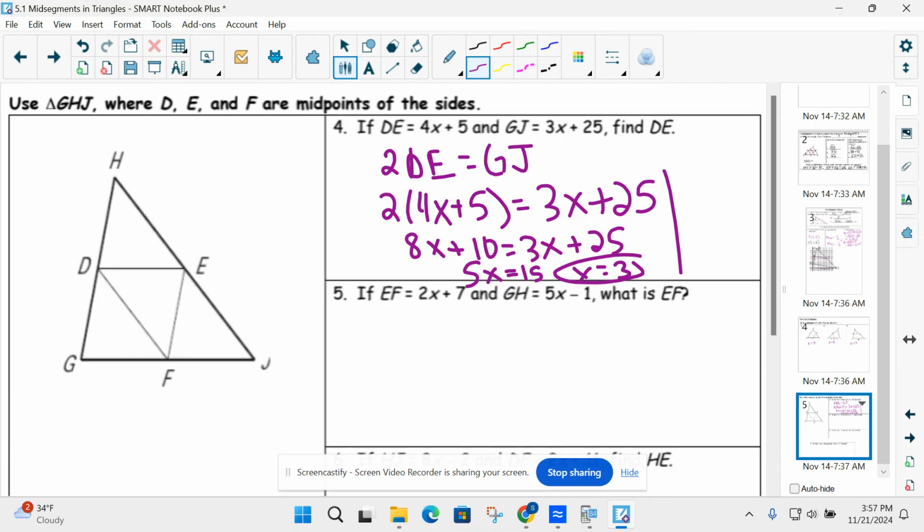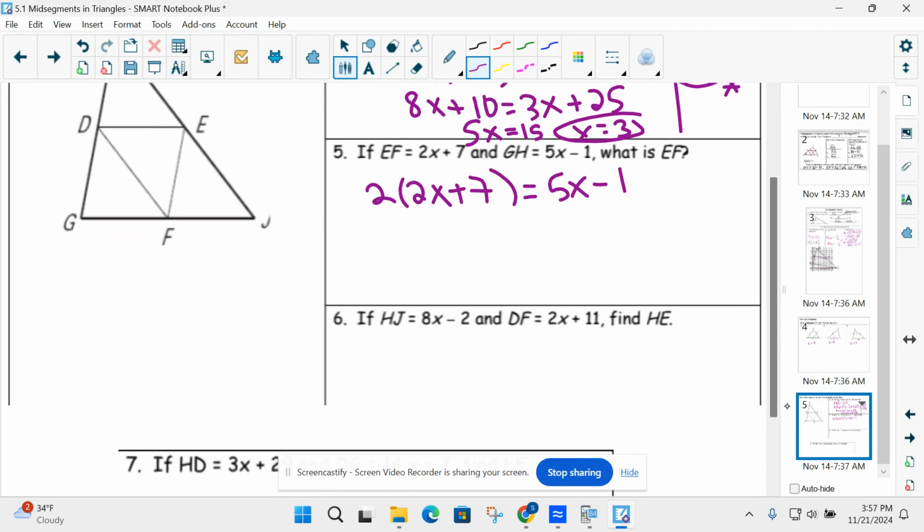Then we're finding the length of DE, so you plug that back in for x. 4 times 3 is 12, and 12 plus 5 is 17. So 17 will be your final answer. For number 5, it says EF is 2x plus 7, and GH is 5x minus 1. What is EF? I'm not going to bore you by solving these, but we can just set it up. It'd be the same setup, and then you would solve for x and plug it back in.